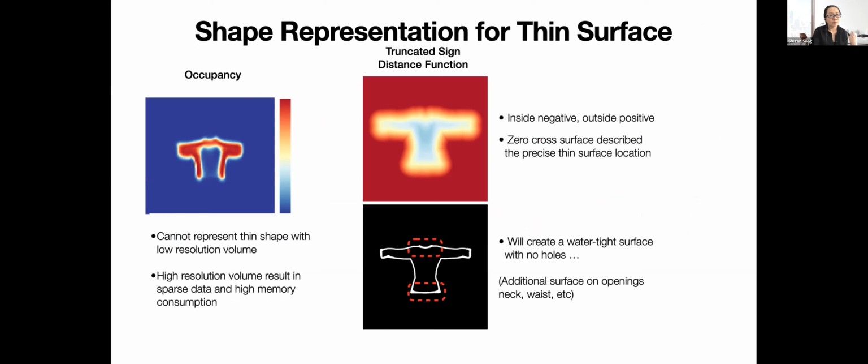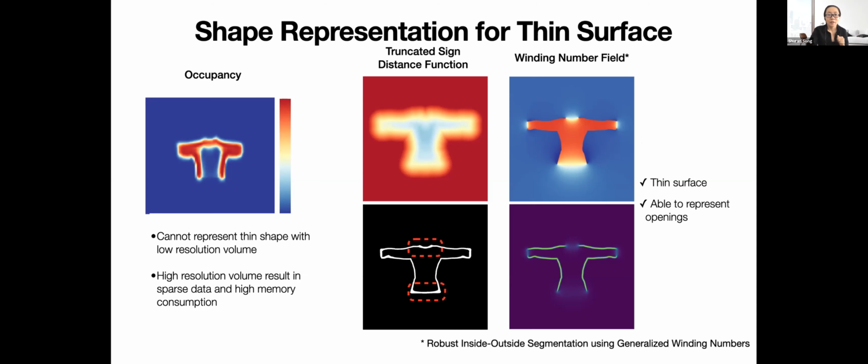But on the other hand, other representations like signed distance functions, like TSDF, are able to represent thin structures by using the zero crossing surface. However, it can only describe watertight surfaces with no holes, which means that if we directly extract the zero crossing surface, we'll get additional surface around the garment's openings, such as the neck or waist. So to address this issue, we actually used a different shape representation called generalized winding number field, which allows us to represent thin surfaces with openings at the same time.